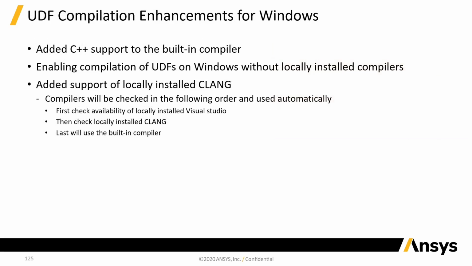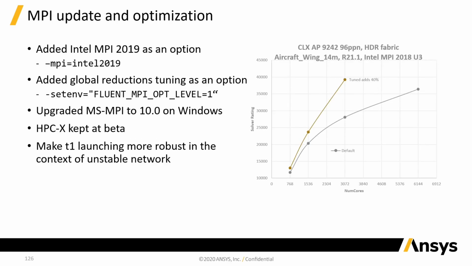The inbuilt compiler that you can use with Windows has now got support for C++ as well. That can deal with your C++ UDFs. It will also pick up the fact that if you've got a local compiler, you can use that, but if you want to use the inbuilt one, it'll go to that last. So there's some automation in choosing compilers. MPI has been updated to the 2019 release, which is giving improved performance out of the box.